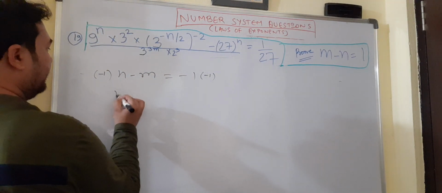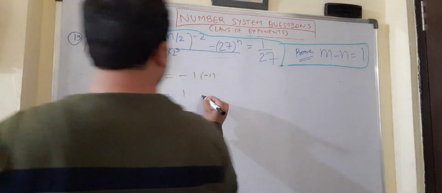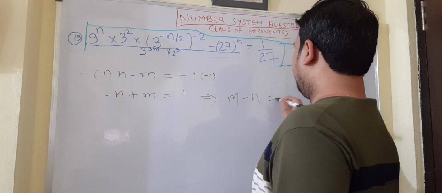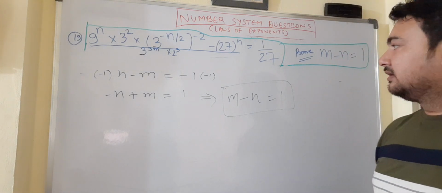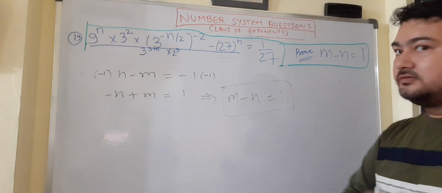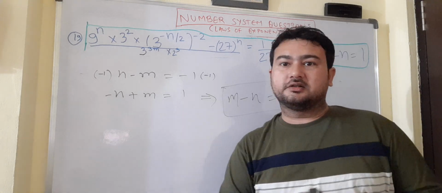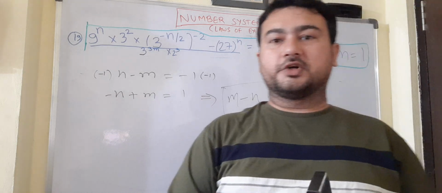So what do we find? We find n minus n plus m equals to 1. Rearrange this. M is in plus, n is in minus, and you have 1. This is what we were asked to find out. So in this way you can solve the questions of laws of exponents. Hope the laws of exponents is clear and you can crack or solve any questions from the laws of exponents.